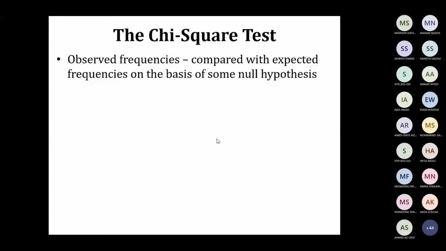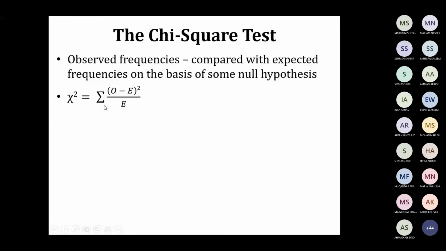And how are we going to calculate these expected frequencies? We are going to calculate them on the basis of some null hypothesis. And then we compare the observed and the expected frequency, and this comparison is the chi-square test. And this is the formula for the chi-square test. This symbol, this letter, is chi. So this is chi-square.